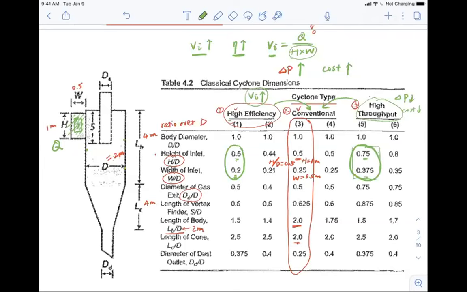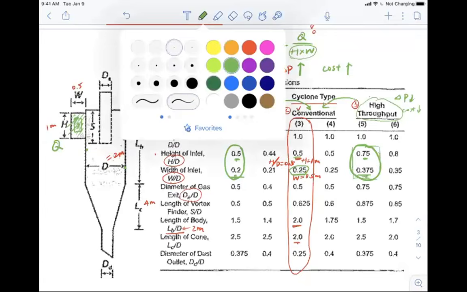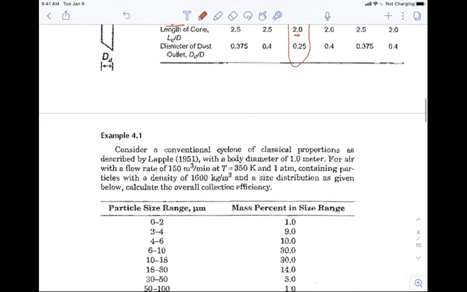You see, in terms of the height, it's the same as the high efficiency ones. So both are 0.5, but in terms of the width, one is 0.2, the other is 0.25, the other is 0.375. So basically the conventional one is just sitting between the high efficiency and high throughput ones. Okay, so this is how the design of the cyclone might affect the efficiency and eventually the power and the cost of the system. So now let's start to look at an example.